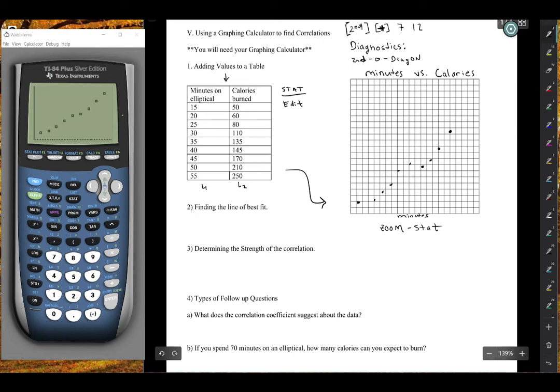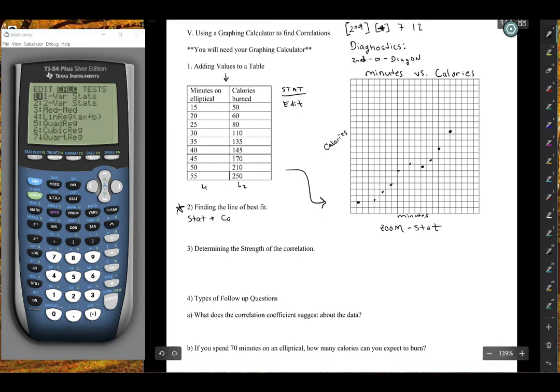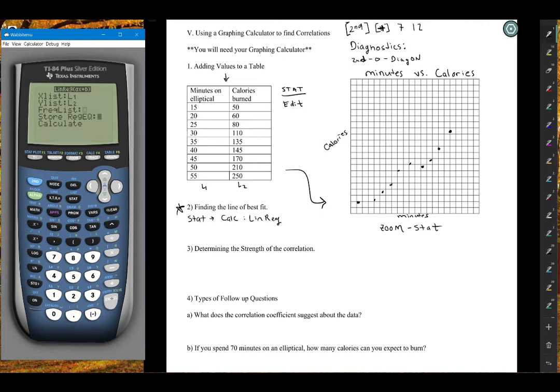Now what's more important is being able to find the line of best fit. We do that by going back to stat. So stat, this time over to calc, and number 4 is lin-reg. Lin-reg finds the linear regression. Hit enter a few times until you get to calculate. And this information here now provides you with the line of best fit.